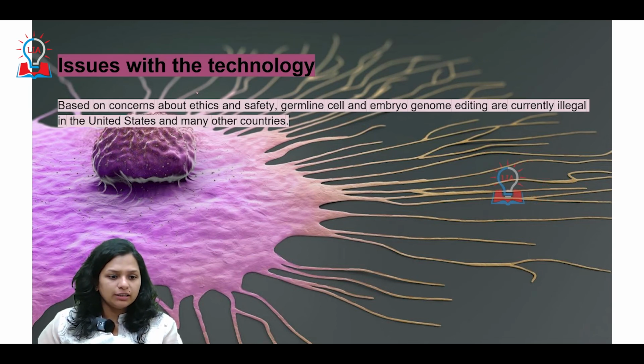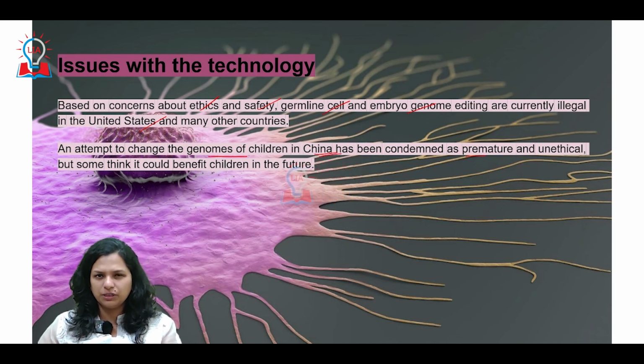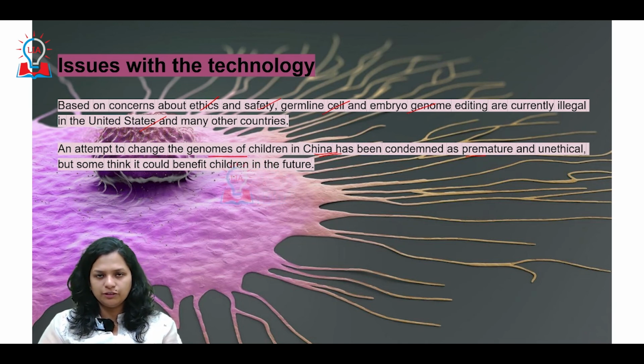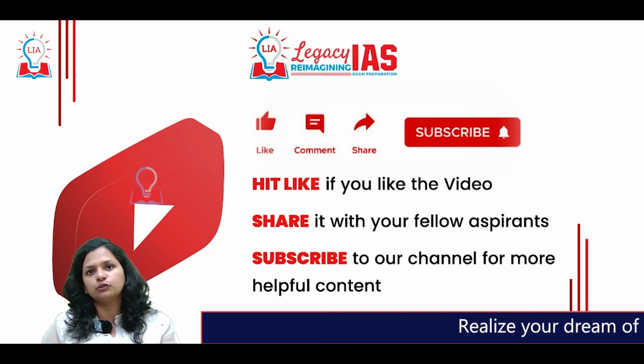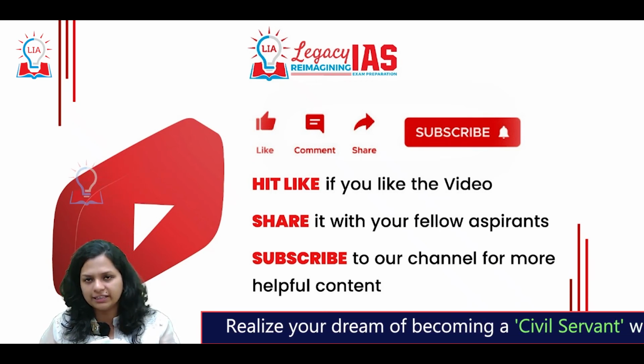So based on the concerns about ethics and safety, editing the germline cells and also the embryo genome are currently illegal in several countries, including the United States. There had been an attempt to change the genomes of children in China, but that was considered premature and also unethical. So they thought that it could probably benefit children, but it was treated as unethical. In fact, there have been some efforts whereby schools have also tried to have experiments on how they can have this genome editing in the United States.